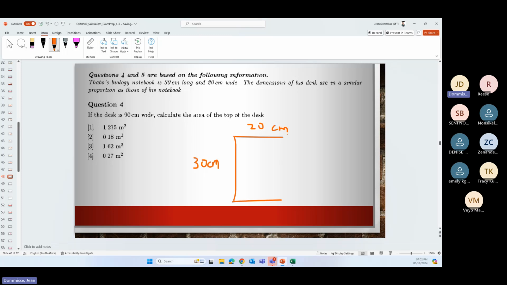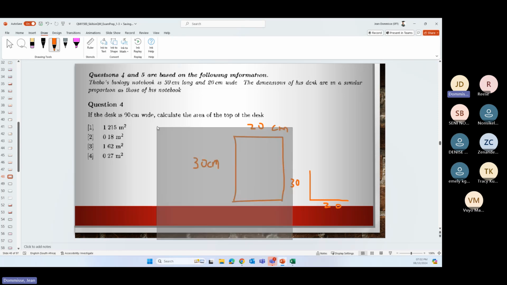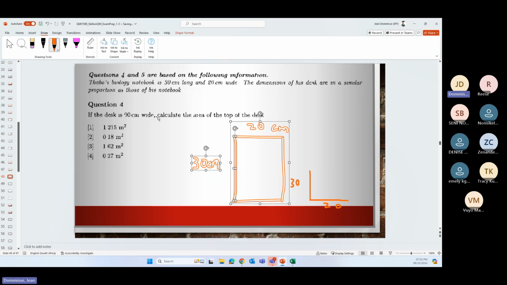Then they say the dimensions of his desk are in similar proportion as those of his notebook. Okay, so let's rather make this a bit smaller. So let's say that is 50 and that is 20, so that we can still bring in the desk.